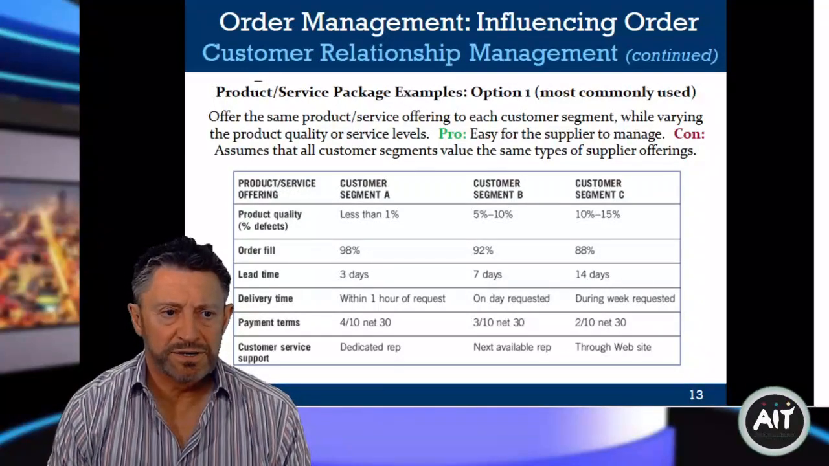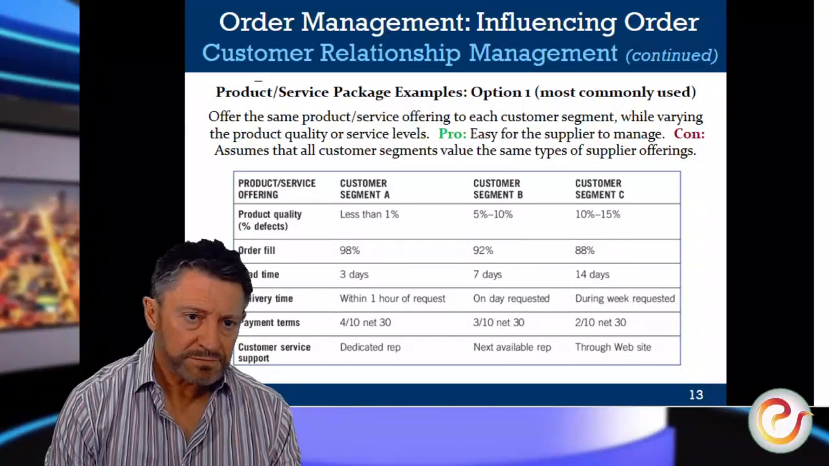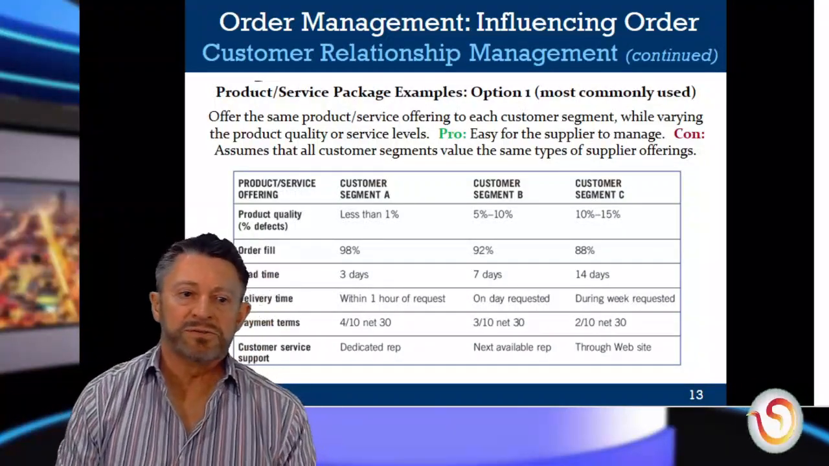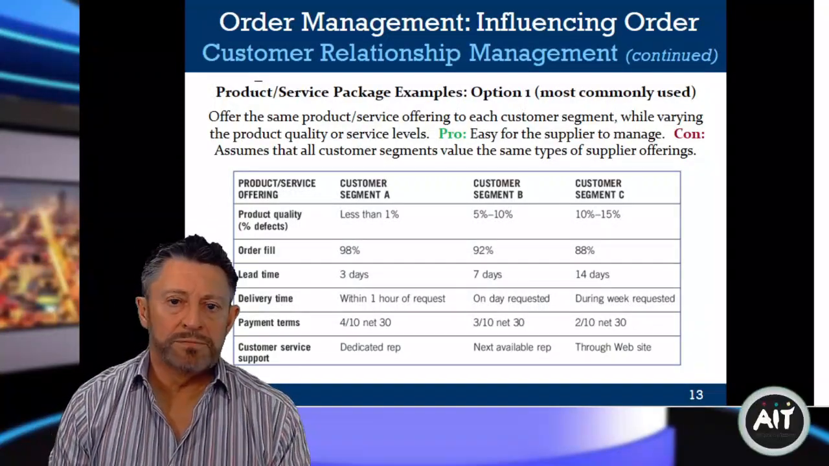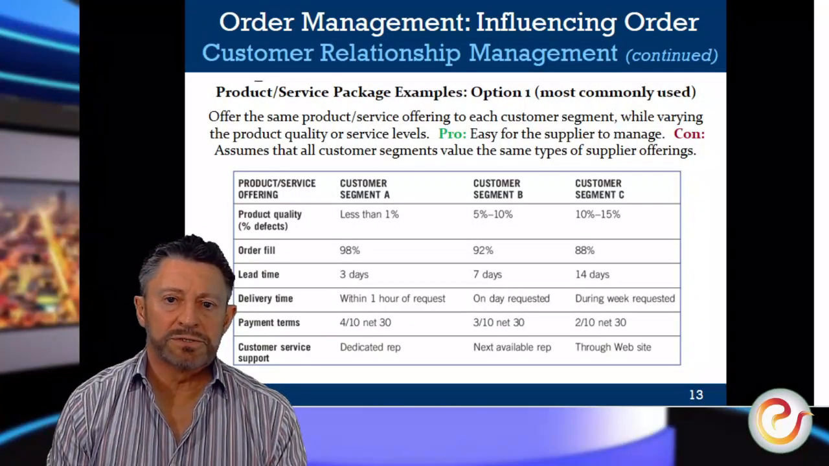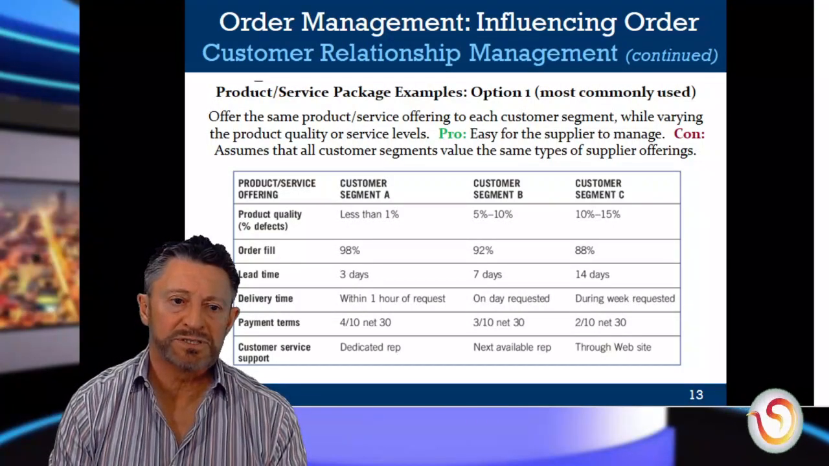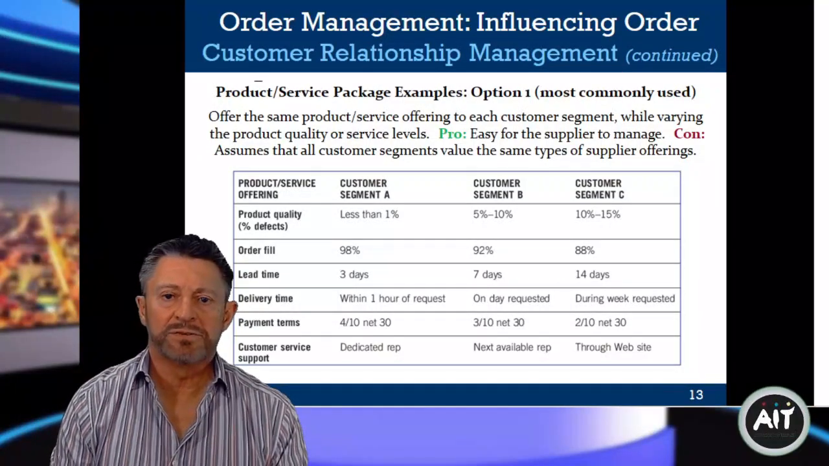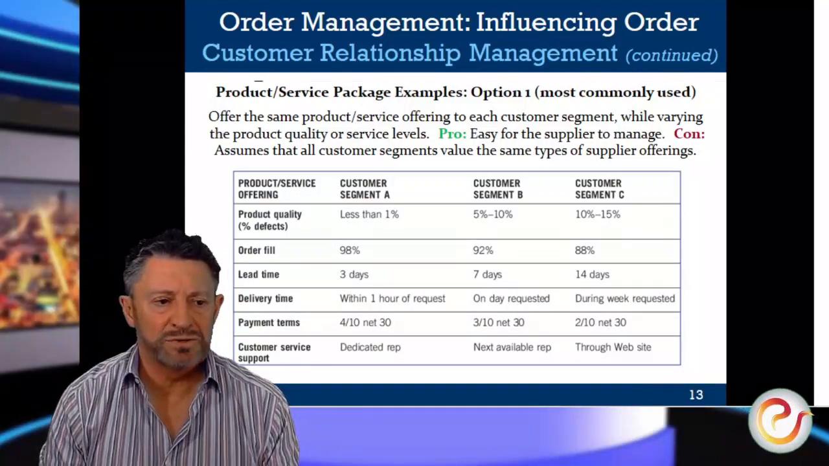So, offer the same product service to each customer segment. If you just have a flat offering to all of them, well, it's easy for the supplier, of course. The cons would be it assumes that all the customer segments value the same types of supplier offerings. So, for example, let's just say we're in the IT business, and some IT companies say, well, we have to have this service and we need it immediately, and others might say, well, we're not that pushed about it. We're not in a real-time environment, therefore we can wait a few days, and so on and so forth. So you need to know that sort of stuff, and that's the kind of thing we're really looking at here.